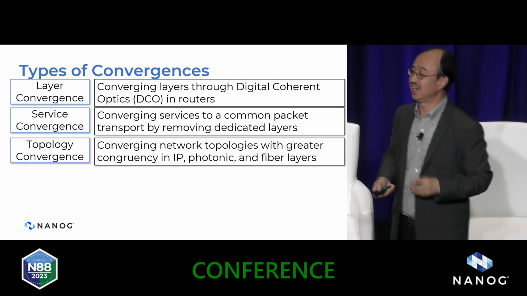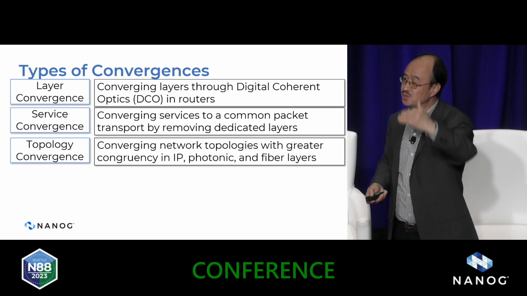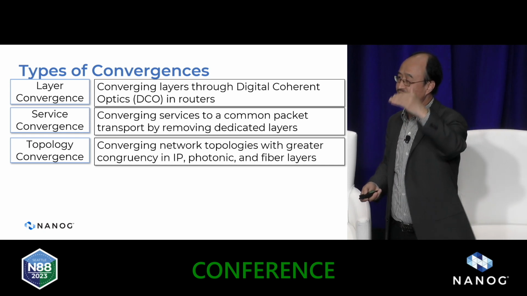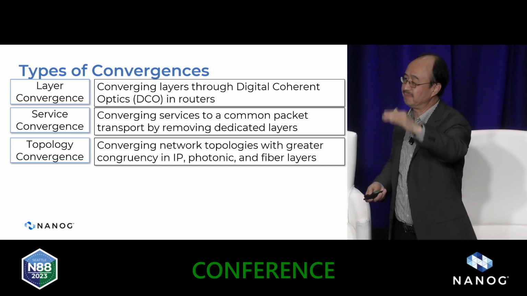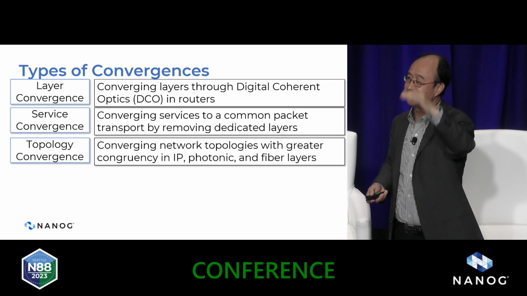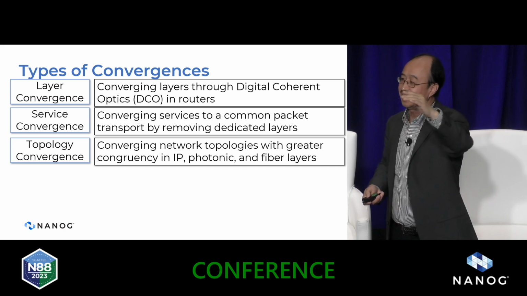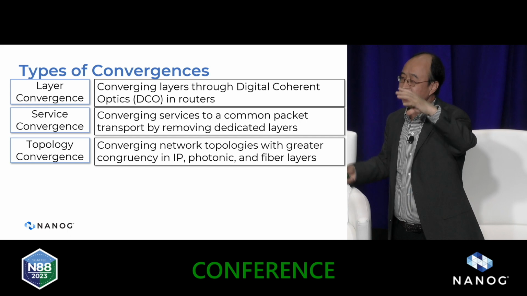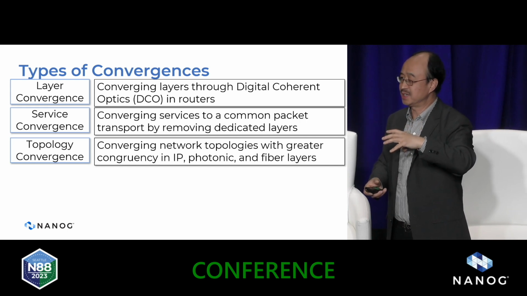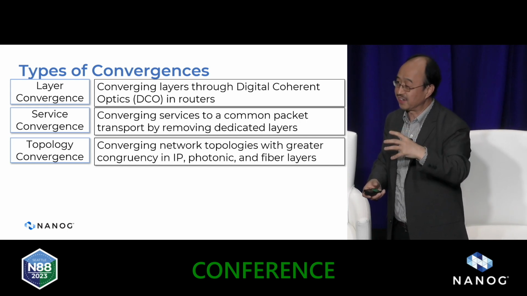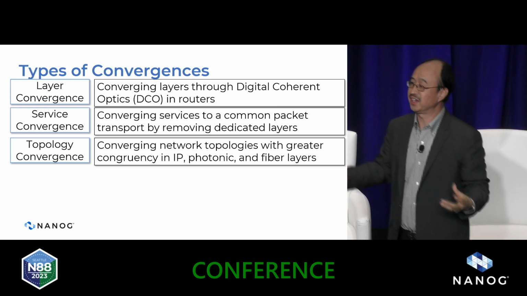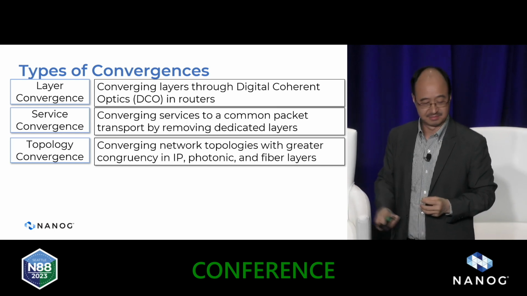Topology convergence is that we're trying to move up and down the layers, the fiber layer, the optical layer, the IP layer, Ethernet layer, the overlay layer. We're trying to make them as congruent as possible. The benefit of that is you simplify your network operations.